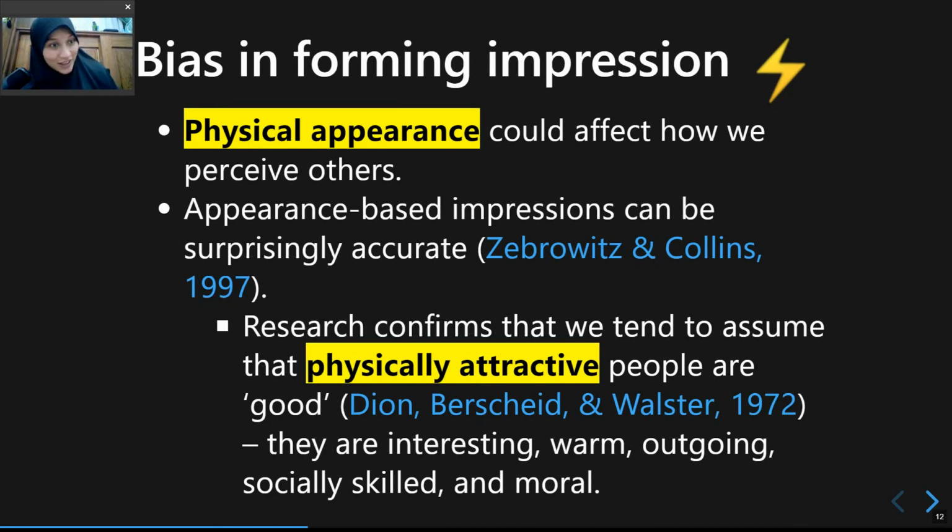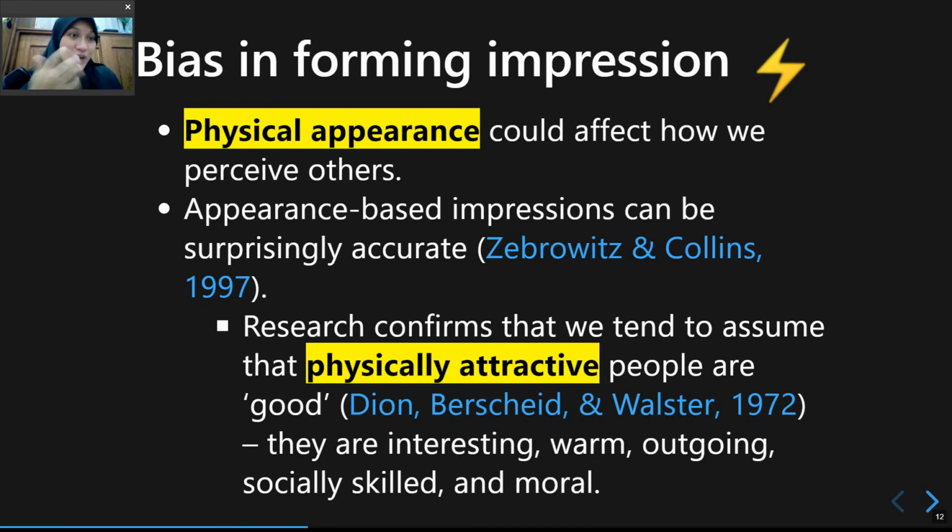And another bias that often occurs as well is physical appearance, and I think this is very common sense. We tend to judge people. We tend to form an impression about other people based on their physical appearances, and we cannot lie that attractive physical appearances would also affect how we perceive people. Positive or attractive physical appearances would be associated with good traits or a positive impression, while less attractive appearances would give you the otherwise.